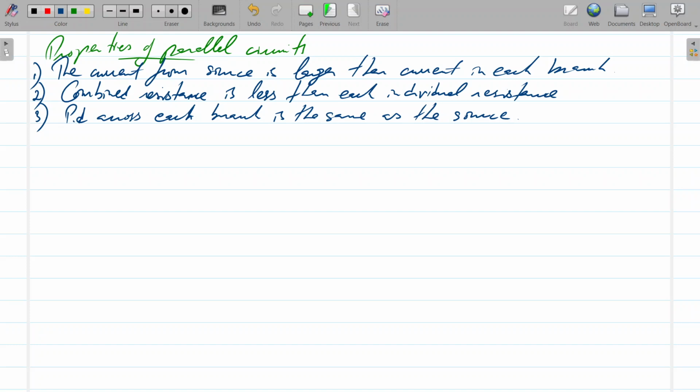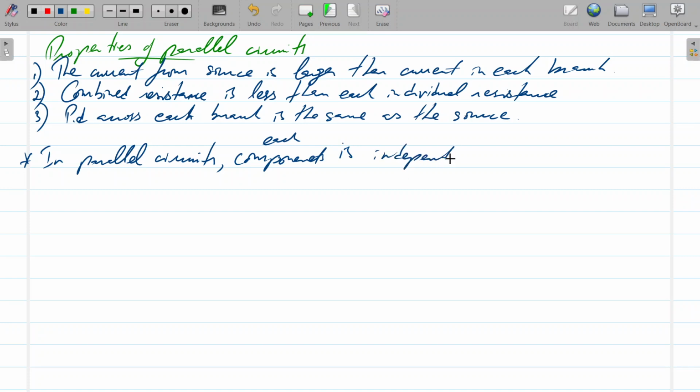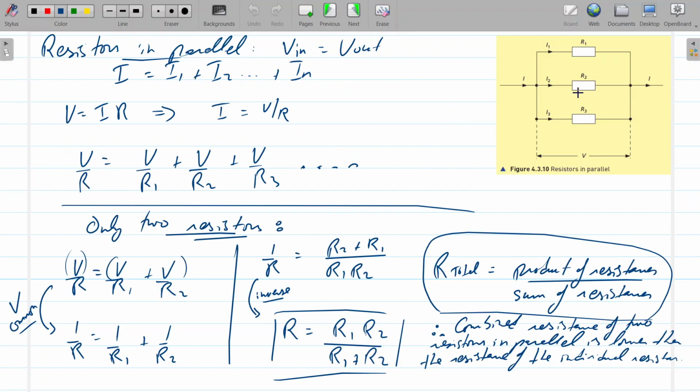And the second advantage of parallel circuits is that each component is independent of the other, right? So if any one component, like for example resistor 2, stopped working, resistor 1 and resistor 3 will still keep working, right?